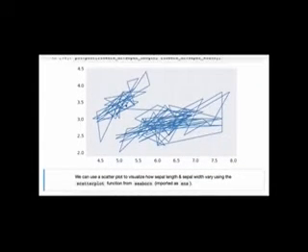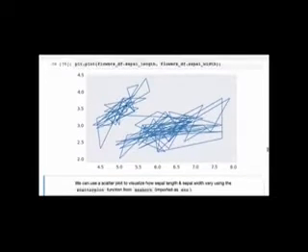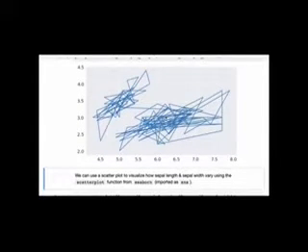So we plot it, and that leads to this plot, right? This plot is not very pretty or very useful, and why do we end up with a plot like this?